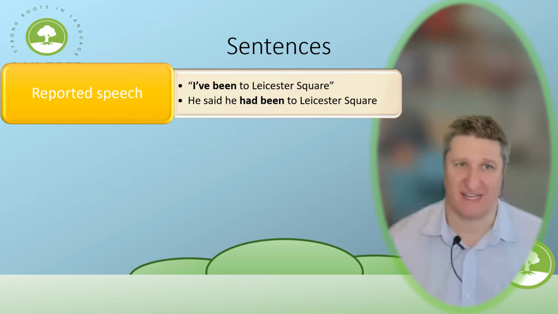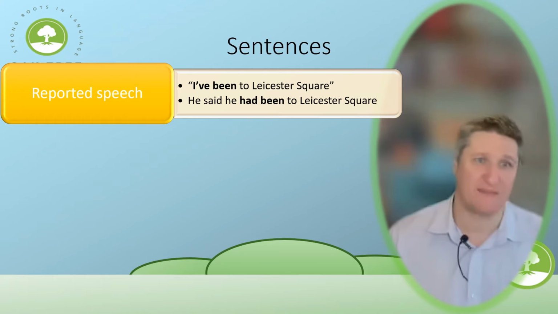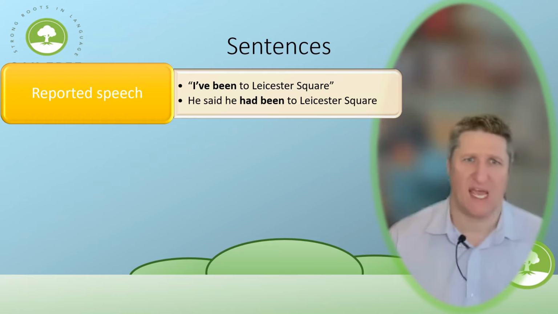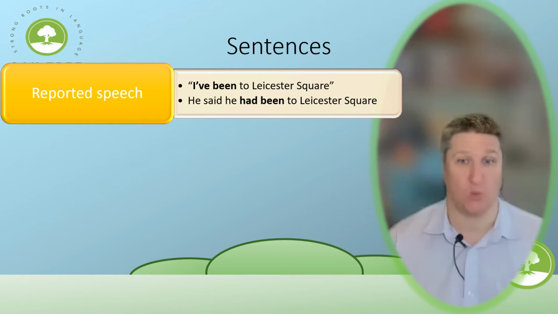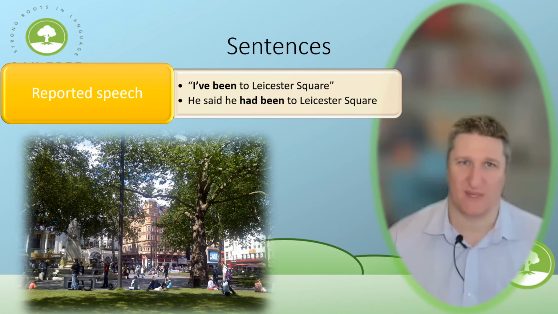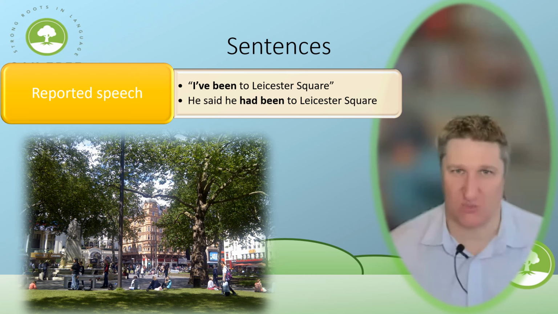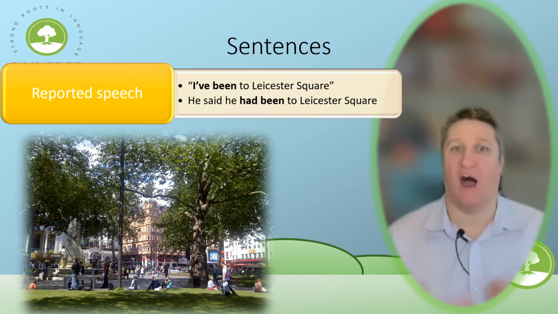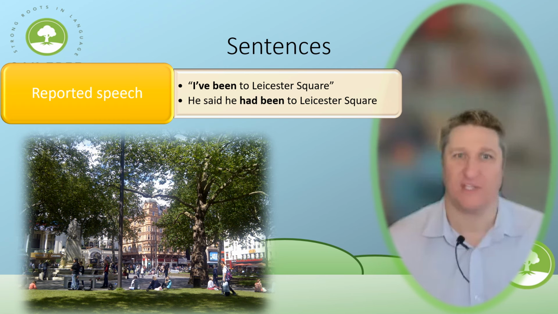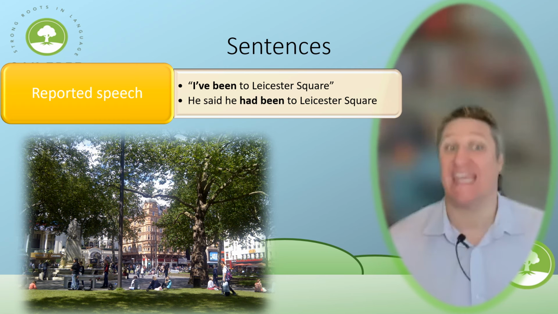Whereas indirect reported speech is where you convey the meaning in your own words and put it back a tense. At level 1, that should include going all the way back to the past perfect tense. So if I tell you, "I've been to Leicester Square," you would report, "He said he had been to Leicester Square." If I say, "I'll get some noodles," you can report it as, "He said he would get some noodles."